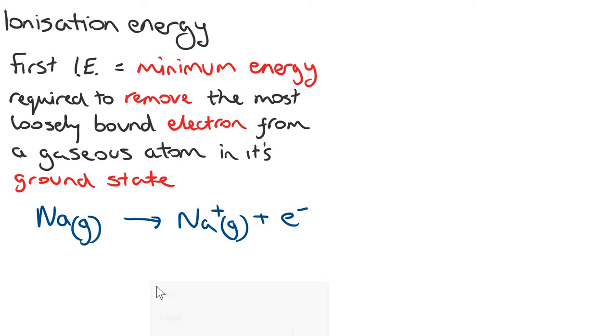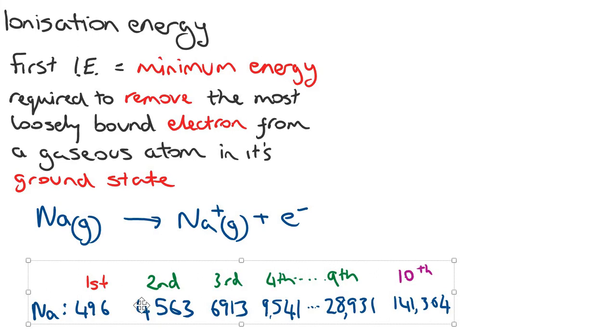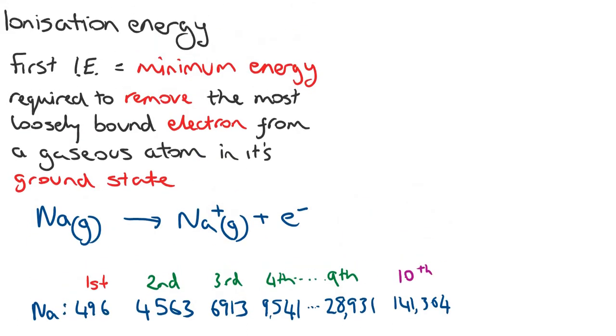Now I've drawn out a list here, but I haven't included all of them. So with this list we can see that the first ionization energy, and it's worth noting that this is in kilojoules per mole, is 496, which is relatively small. So it's quite easy to remove sodium's first electron. And it gets successively higher. That's what happens with ionization energies. They get larger and larger as you try and take away the next electron.